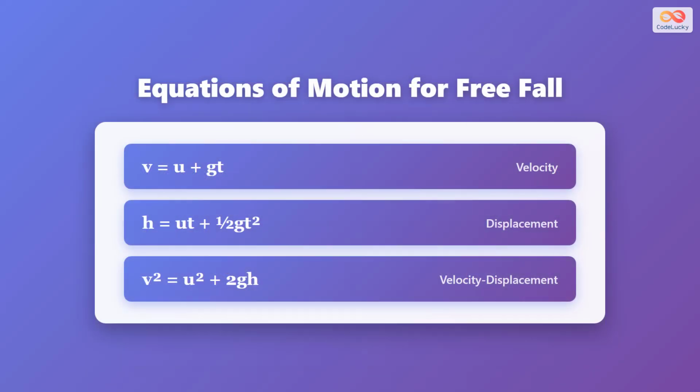There are three fundamental equations that describe free fall motion. The first equation, v = u + gt, relates final velocity to initial velocity, acceleration, and time. The second equation, h = ut + 1/2 gt², gives us the displacement or height. The third equation, v² = u² + 2gh, connects velocity and displacement without involving time. These equations are essential tools for solving free fall problems.